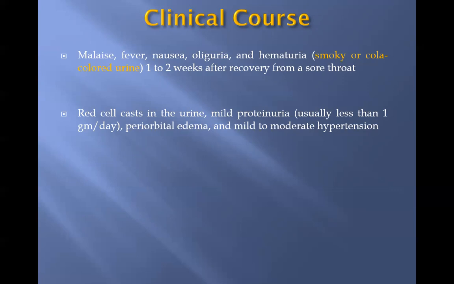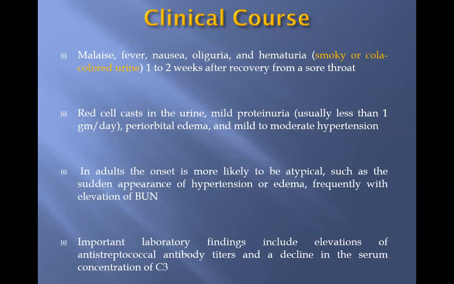Red cell casts in the urine, mild proteinuria, usually less than 1 gram per day, periorbital edema, and mild to moderate hypertension. So this is a specific, peculiar finding you see clinically. In adults, the onset is more likely to be atypical. So this is typical of a child. It will develop like this. But in elderly people, it is a little atypical, such as sudden appearance of hypertension and edema, frequently with elevation of blood urea nitrogen. They might not have malaise, fever, nausea, oliguria, as we see in children.